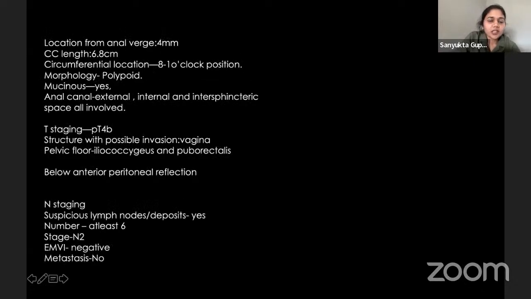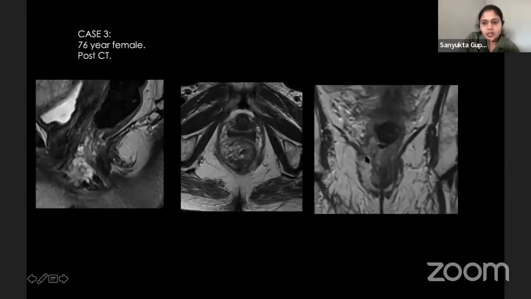So from the anal verge, it's only 4 millimeter. Craniocaudal length is 6.8. The circumferential location morphology is polypoid. The mucinous component is yes. And the anal canal, everything, the external, internal, and the intersphincteric space, everything is involved.